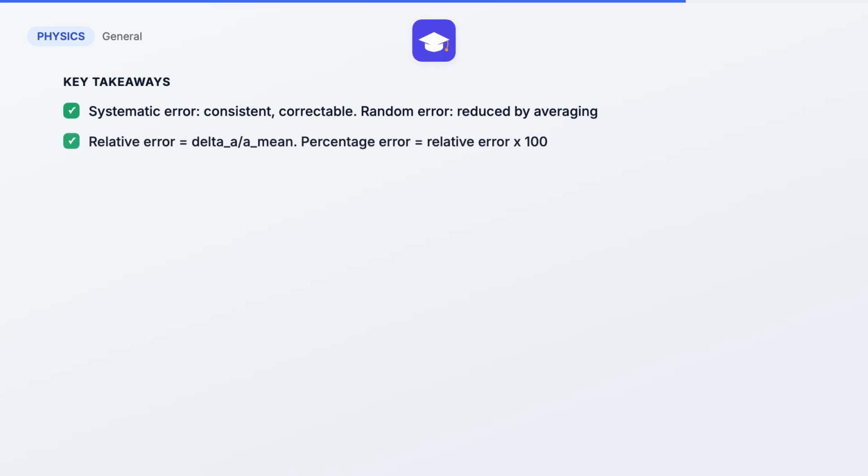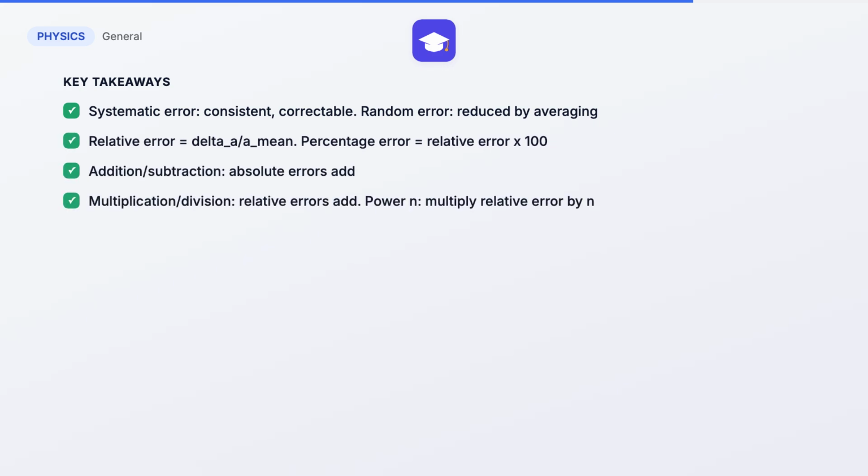Let's recap. Systematic errors are consistent and correctable, and random errors are reduced by averaging. Relative error delta a over mean, and percentage error give a more meaningful sense of measurement quality than absolute error alone. When propagating errors, absolute errors add for addition and subtraction, relative errors add for multiplication and division, and a power n multiplies the relative error by n. Applying the correct propagation rule for each operation is the key skill this topic tests.